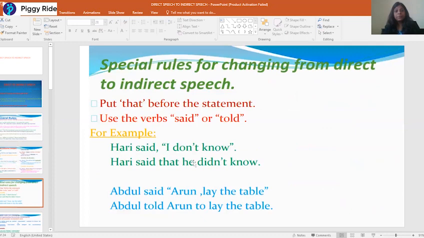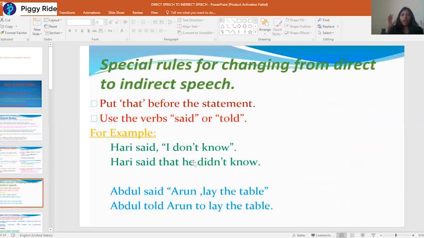Use the verbs said or told. So always use the verbs said or told. For example, Harry said, comma, open speech mark, "I don't know," close speech mark. Harry said that he didn't know, full stop. So did you see how we utilize that before starting the statement? Now let's go to the next part.